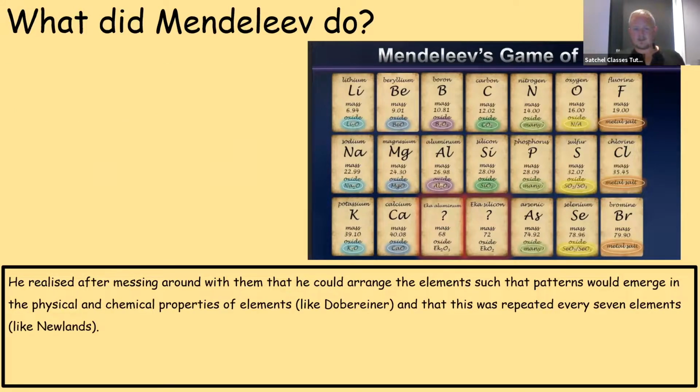He realized after messing around with them that he could arrange the elements such that patterns would emerge in the physical and chemical properties, just like De Bruyne had said. And it was repeated every 7 elements, like Newlands had postulated, but not with 8.